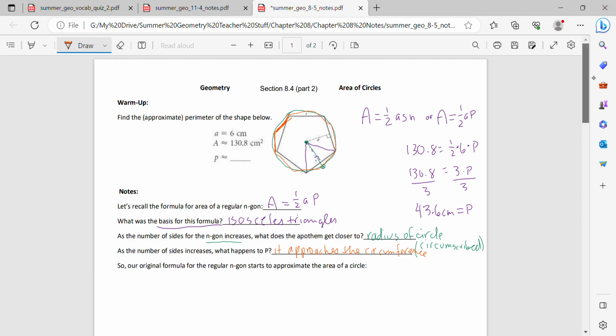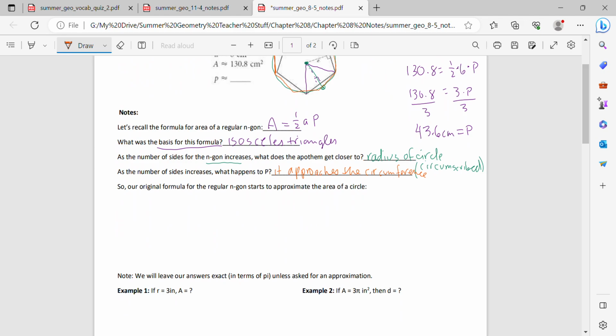So this is what's going to happen. We start with our 1/2 AP formula. What we're going to do is the n-gon, the n is going to increase. The number of sides is going to increase. So then what's going to happen is the apothem gets closer to the radius and the perimeter gets closer to the circumference. Now right now this doesn't look like very much.